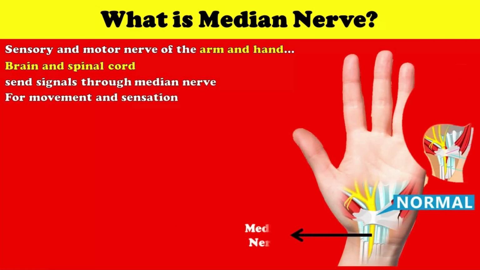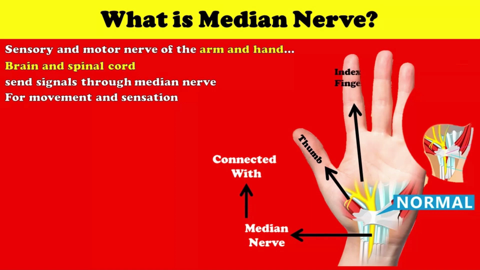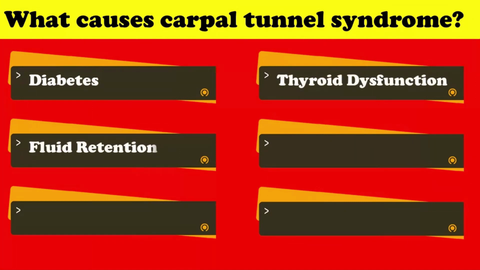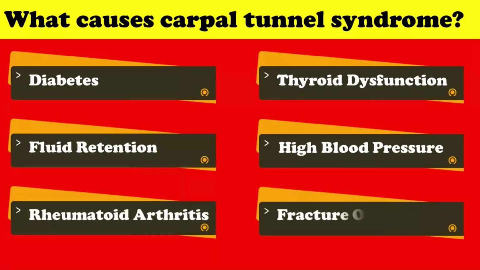The median nerve passes through the tunnel in the wrist to enter the palm, from where it joins the thumb, the index finger, and also the middle finger. What are the causes of carpal tunnel syndrome? It is caused by blood sugar problems, thyroid disorder, fluid retention, high blood pressure, joint inflammation, and bone fracture.